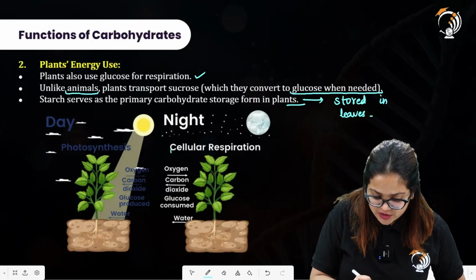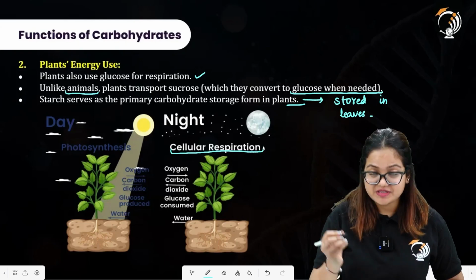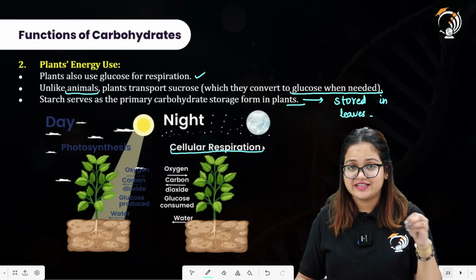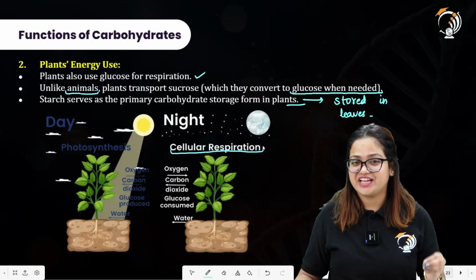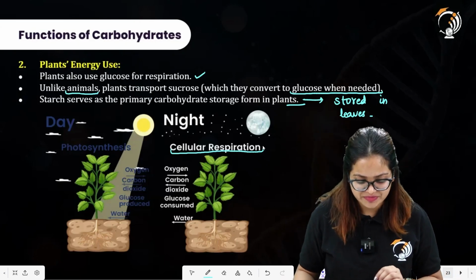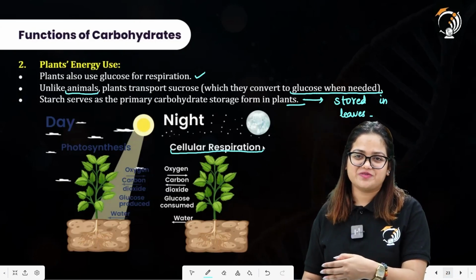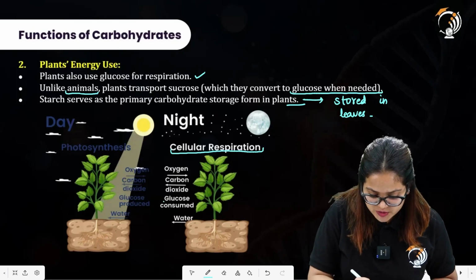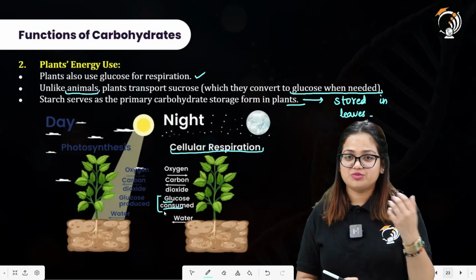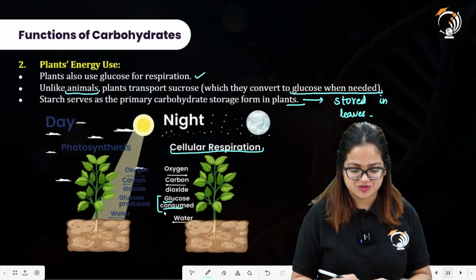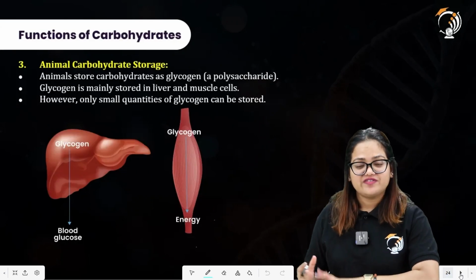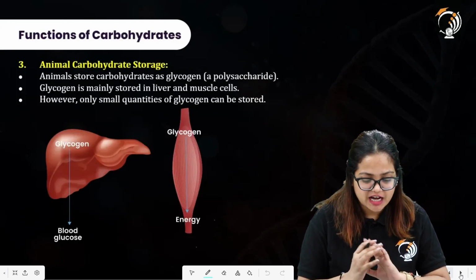So this is the cellular respiration representation over here. The oxygen is taken in, the carbon dioxide is released out. Carbon dioxide is the waste product formed during the process of aerobic respiration, and oxygen is utilized in the process of aerobic respiration. Then glucose is consumed here. Yes, this is true. Then we have water that is also removed during the process of aerobic respiration by the plants.